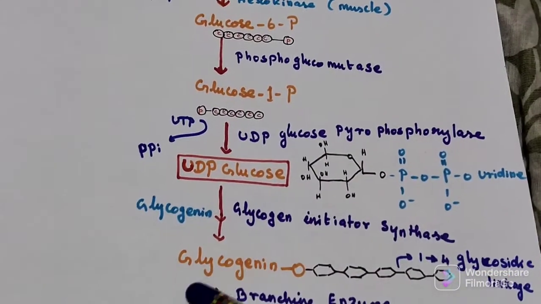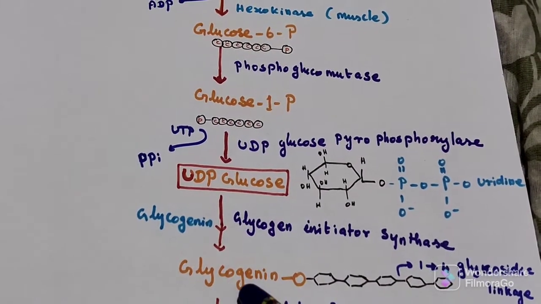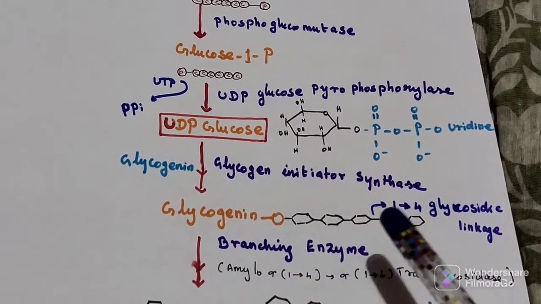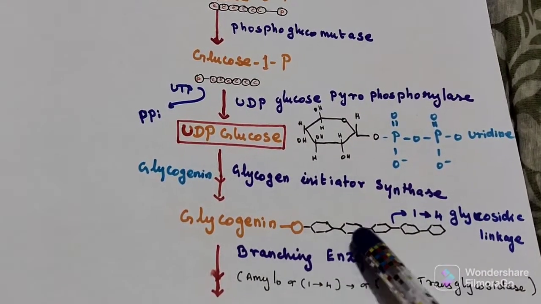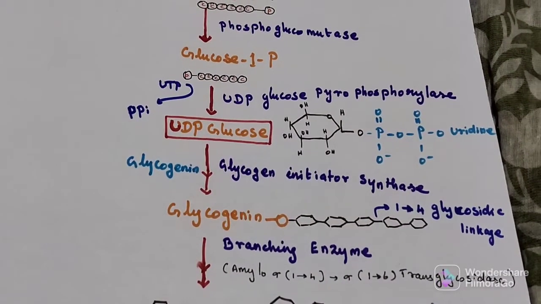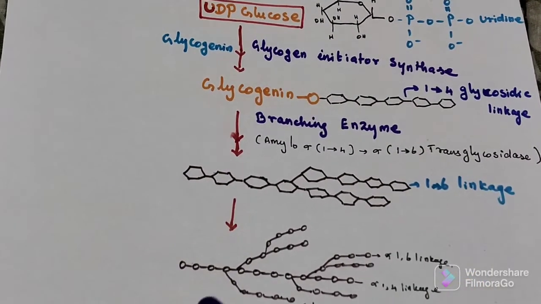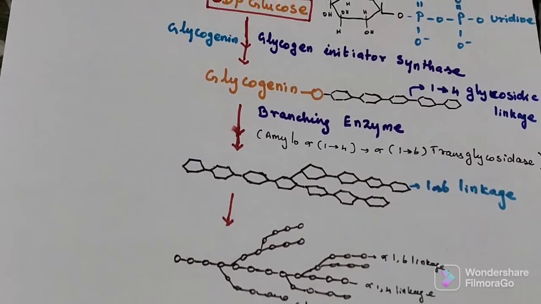Then we need the base, that primer. It will accept uridine diphosphate glucose. Then with the help of glycogen initiator synthase, it will accept it. Then it forms 1,4 linkage. Then with the help of the branching enzyme, it makes 1,6 linkage. Finally, we get the linear and branched, elongated structure of glycogen.